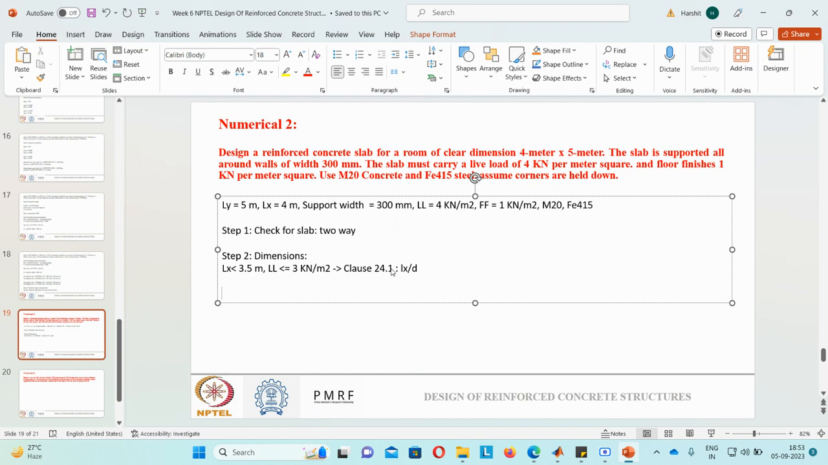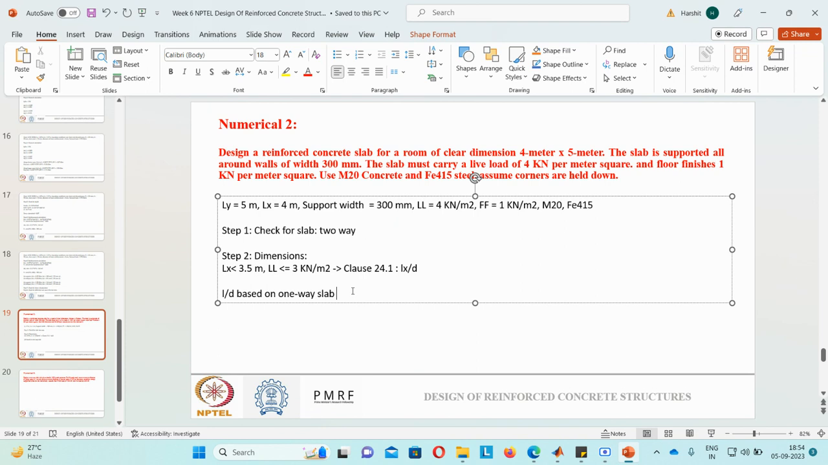So what will we calculate? We will calculate the L by D based on one way slab design only. This is what is mentioned in the code. Last time it was fulfilling, so we used clause 24.1. This time it is not fulfilling, so we will use the same clause of one way slab design.